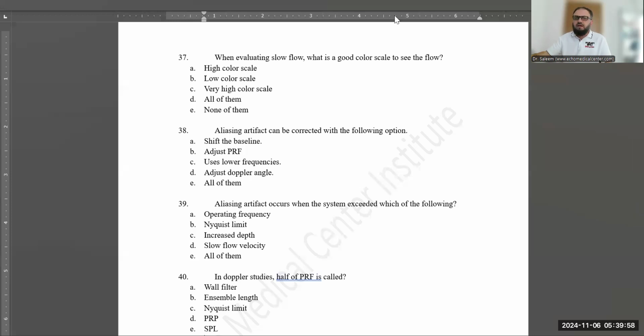Absolutely correct. Okay, my dear healthcare providers, I'm sure these questions and explanations will help you on your board registry examination, especially ARDMS, American Registry of Diagnostic Medical Sonography, or if you're sitting for any national or international exams, these are the questions they will ask you. So just pay attention, watch them several times, listen to them. You can write your own notes if you want to.